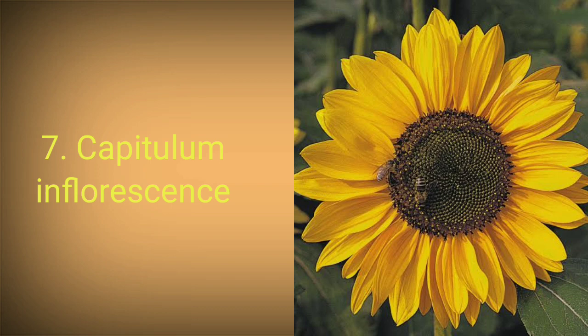Now in case of the capitulum, it bears two types of flower. One is called the ray floret, which is towards the periphery, that means towards the outer side, and those flowers which are towards the inner part of the plate or the receptacle are called the disc floret. And this capitulum is a special inflorescence which is found in the family Asteraceae. This is the family of sunflower.